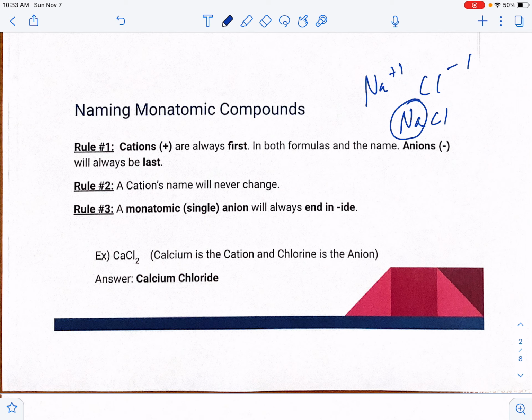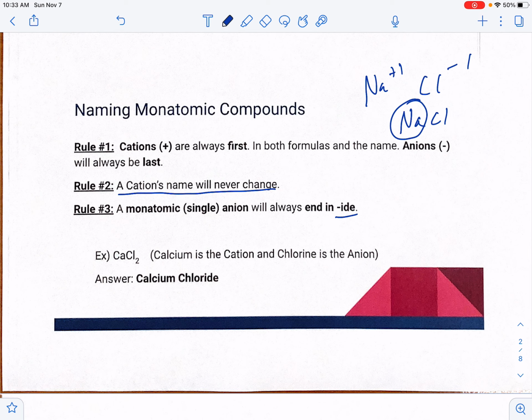Now, rule number two is a cation's name will never change. So we will not alter it at all. You just leave it the same, the way it says on the periodic table. Then rule number three is a monatomic, basically a monatomic again means single. A monatomic anion will always end in IDE. So if it's just an element by itself, meaning it's not one of the polyatomics on that list, it will always end in IDE. We will change its name.